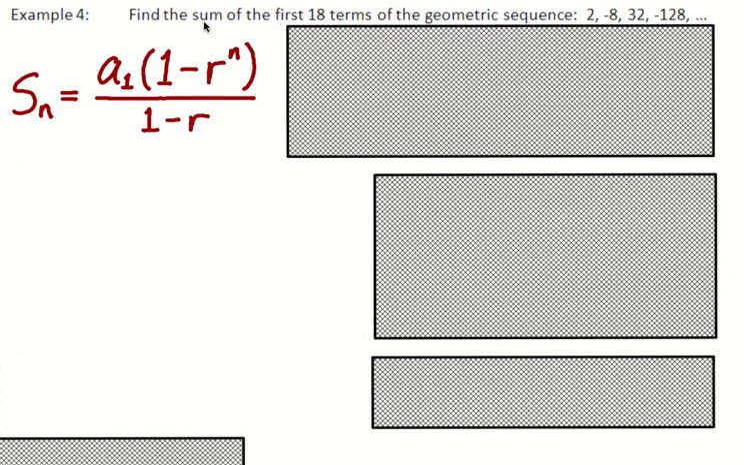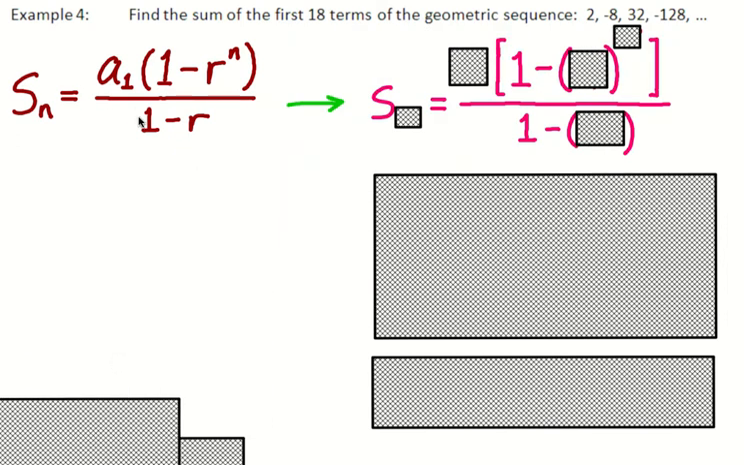Find the sum, so guess what I'm going to use? Find the sum of the first 18 terms of the geometric sequence 2, -8, 32, -128. So if I'm finding the sum of the first 18 terms, that means n is 18. And so we're finding s sub 18, which is the sum of the first 18 terms. A sub 1, it's right there, 2.